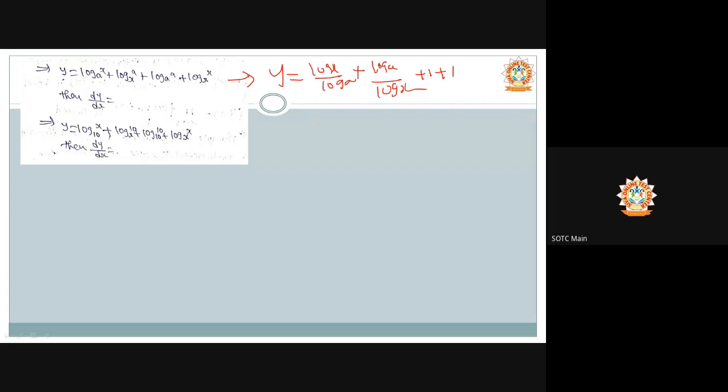Now try to do the differentiation for this. For this, it will become 1 by x log a. For this, minus log a by x into log x whole square. Right? So for the 1, it will become 0. You can apply 10 instead of a and substitute here. You can proceed to the next question.